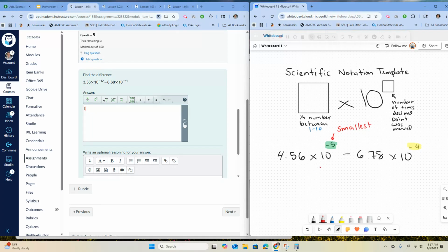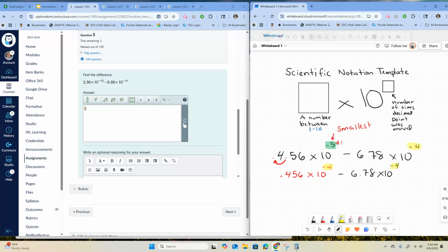What we're going to do is make negative 5 become negative 4. And how do we do that? We just add one more. Adding one more means I'm going to take the decimal point of 4.56 and move it one time to the left. So now I'm going to have a new decimal, 0.456 times 10 to the negative 4 power. And the other number remains the same, 6.78 times 10 to the negative 4 power. And I hope you notice now we have the same exponent.